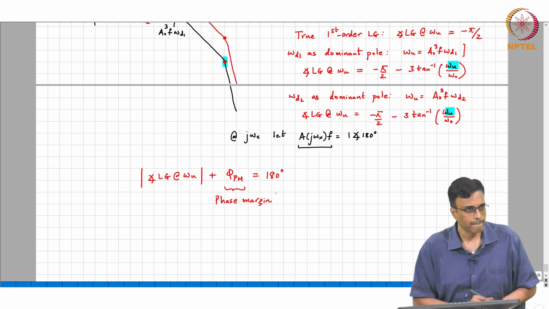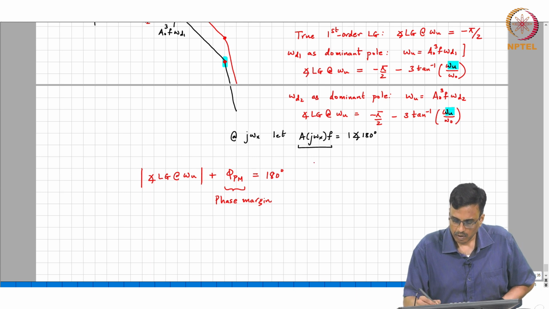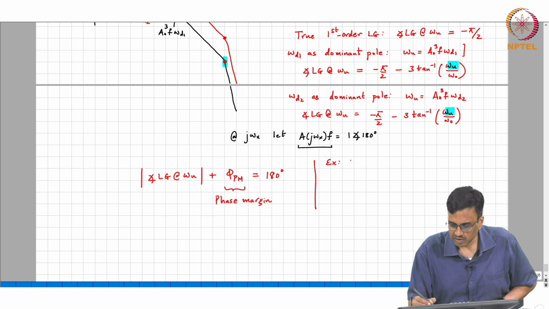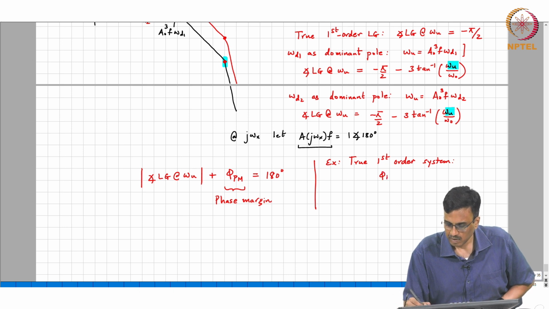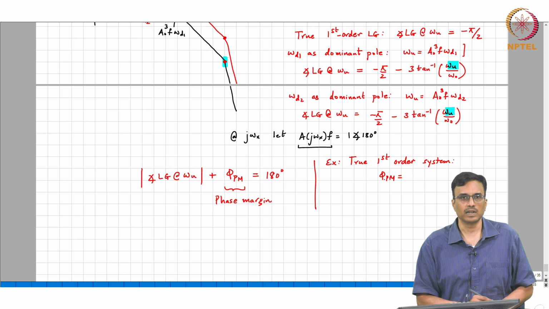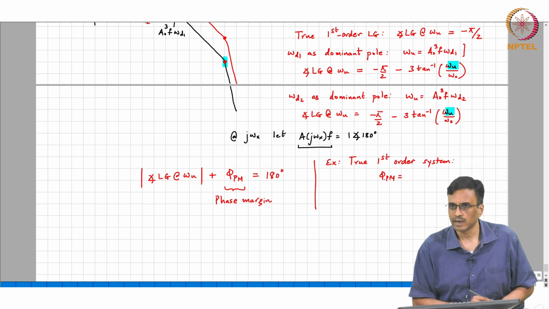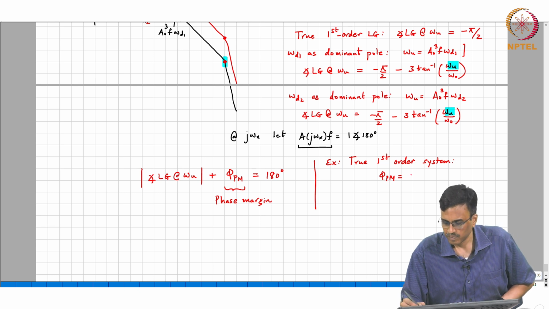Does it make sense, right? So, for example, a true first order system. What is the phase margin? Phase margin is, well, the lag of the loop gain function is 90 degrees. So, you add an extra 90 degrees and therefore, the phase margin is 90 degrees.